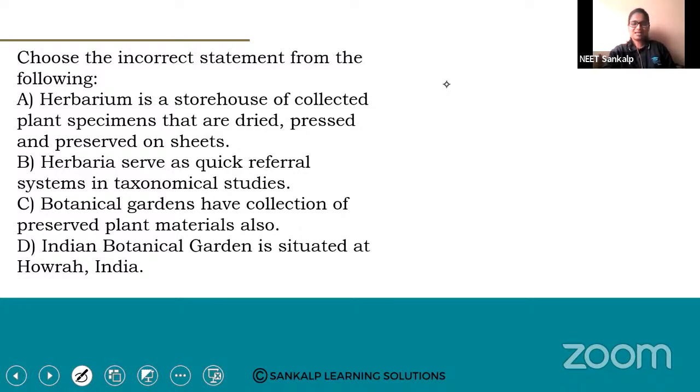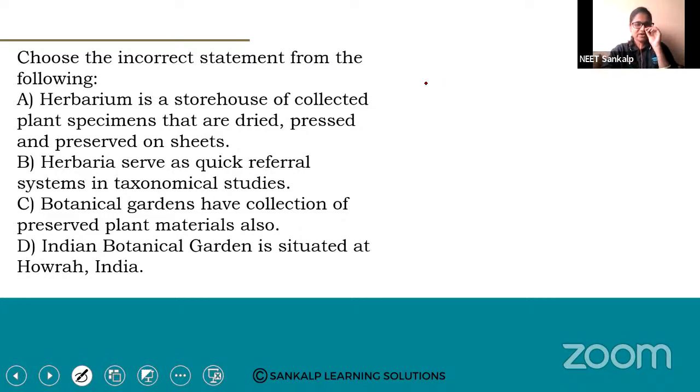Preetham answered it as Tamil Nadu. Pavan answered B is right, ma'am. Choose the incorrect statement from the following. Yes, YouTube students? Fine. They are saying B is incorrect.